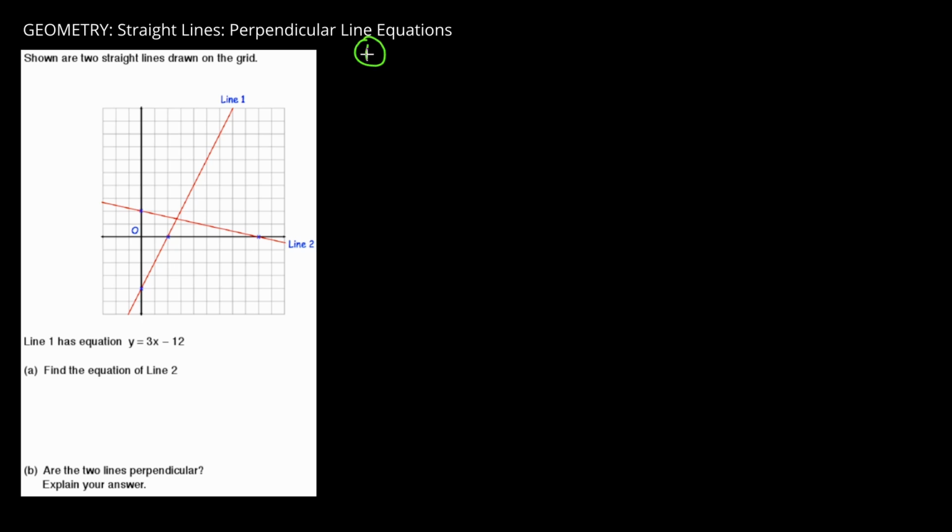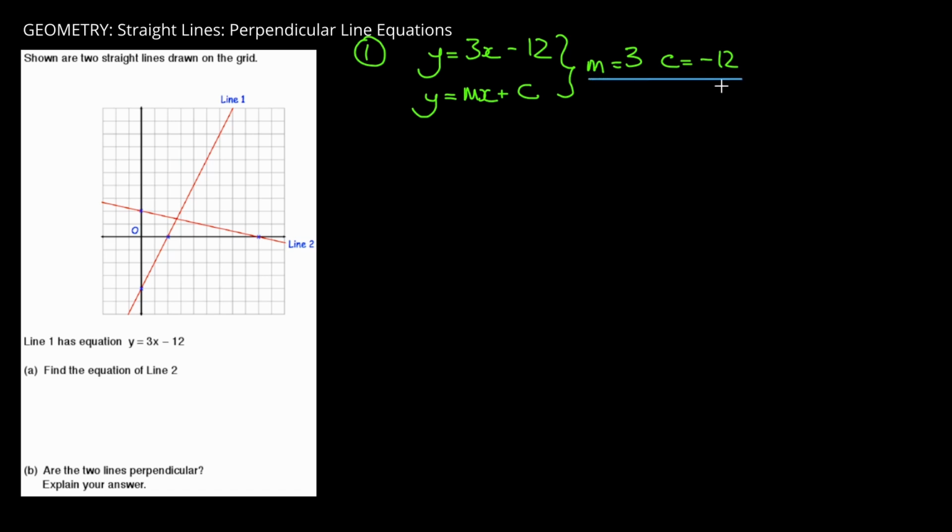So line 1, they tell us, is y is equal to 3x minus 12. And if we compare that with y equals mx plus c, we can see that m must equal 3 and c is equal to negative 12. The main problem with this diagram is we have no scale, but these values of gradient and intercept should lead us to some sort of scale. Let's start with the negative 12.